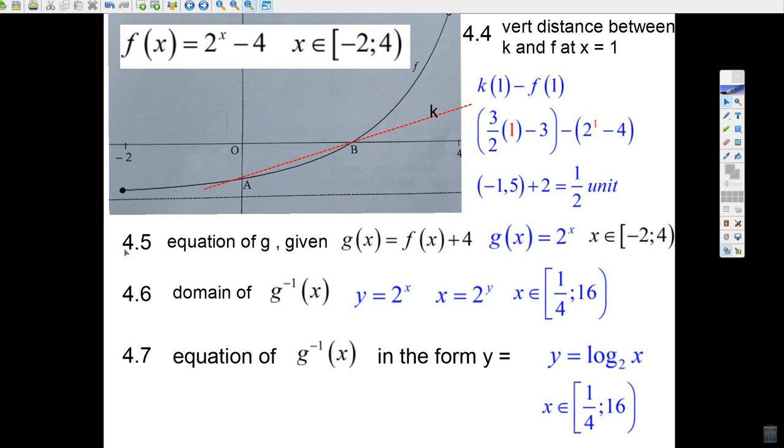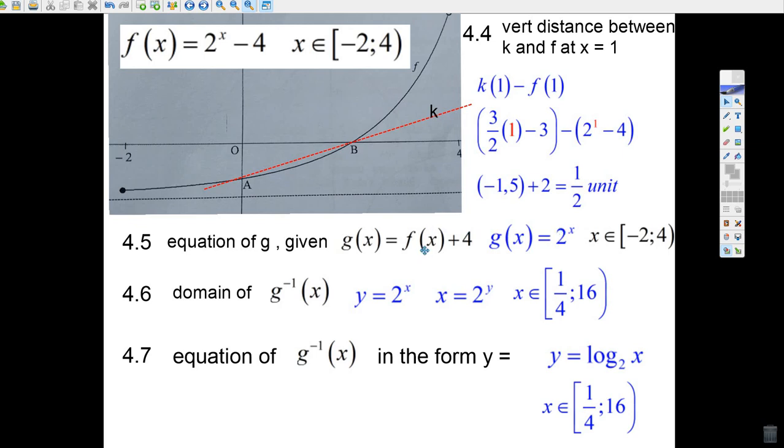Okay, let's look at the last three questions here. They get a little bit harder and a little bit of thinking going on here. It says, figure out the equation of g, a new function here, given that g of x is equal to f of x plus 4. Actually, that's pretty basic because all we're supposed to do is take f of x, which is this 2 to the x minus 4, and if we added 4 to minus 4, that minus 4 plus 4 would be 0. So we'd get a new function, g of x equals 2 to the x power.